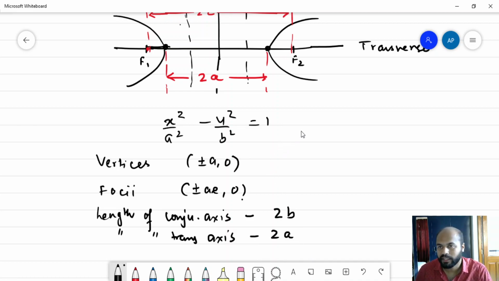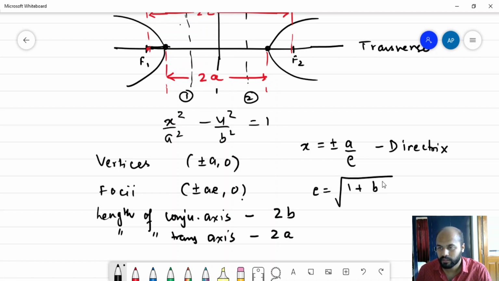The directrix is given by the equation x equals plus minus a by e. These are the directrix. So there are two directrices. One is this, the other one is this. Then comes eccentricity. The eccentricity of the hyperbola would be given as e is equal to root over of 1 plus b square by a square. We've just mentioned that eccentricity of the hyperbola is greater than 1 and this is how it will work.